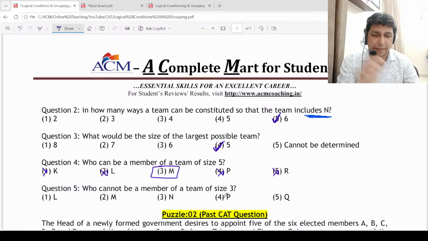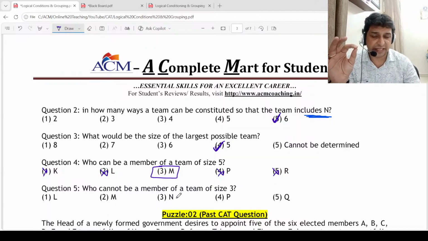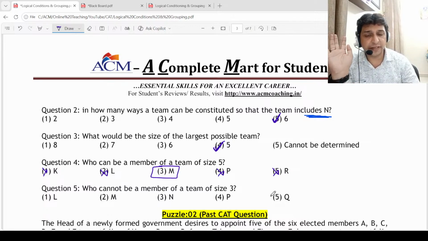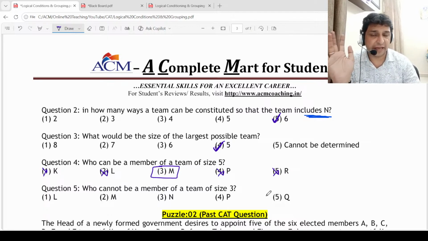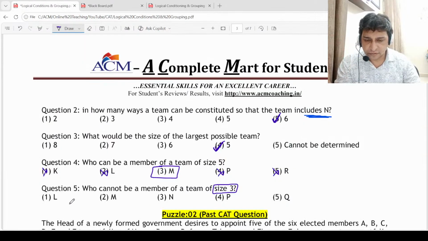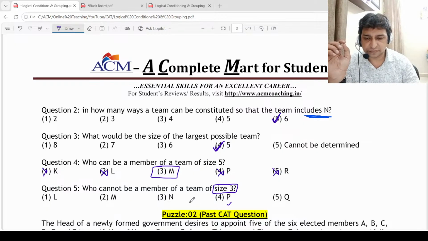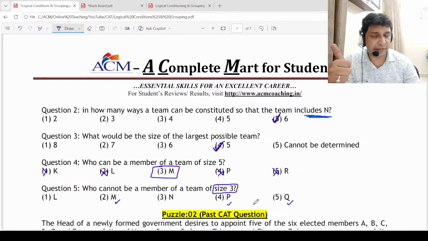Now, who cannot be a member of a team of size 3? Now, M and Q have nothing to do with anybody. So definitely they may be there. So if there's a size 3, we know that out of P, R, and S, we have to take one. So we can have P. R and S are not there, that is okay. So he can be a part. From M or Q, M also can be a part, Q also can be a part. So there are two people done. There is one person we have left.